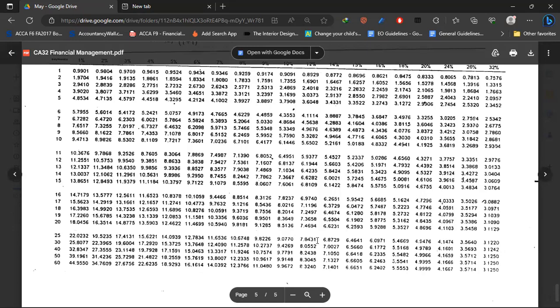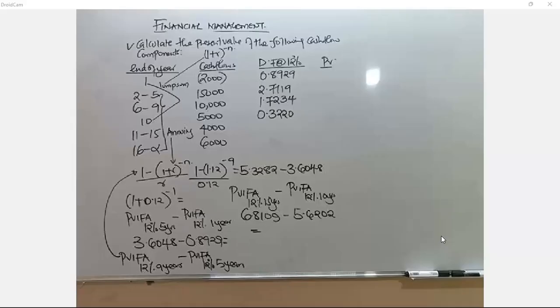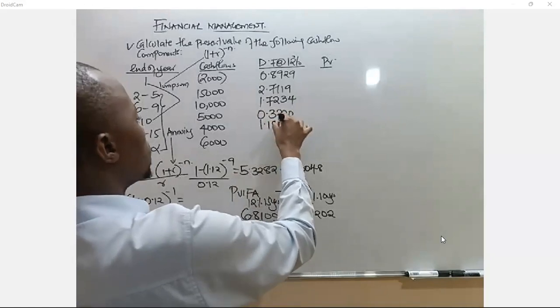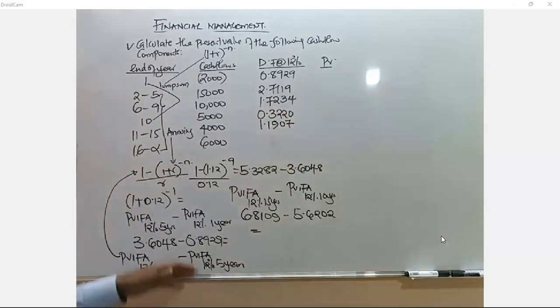So what will be the difference? Our difference would be 6.8109 minus 5.6202. We are getting around 1.1907.